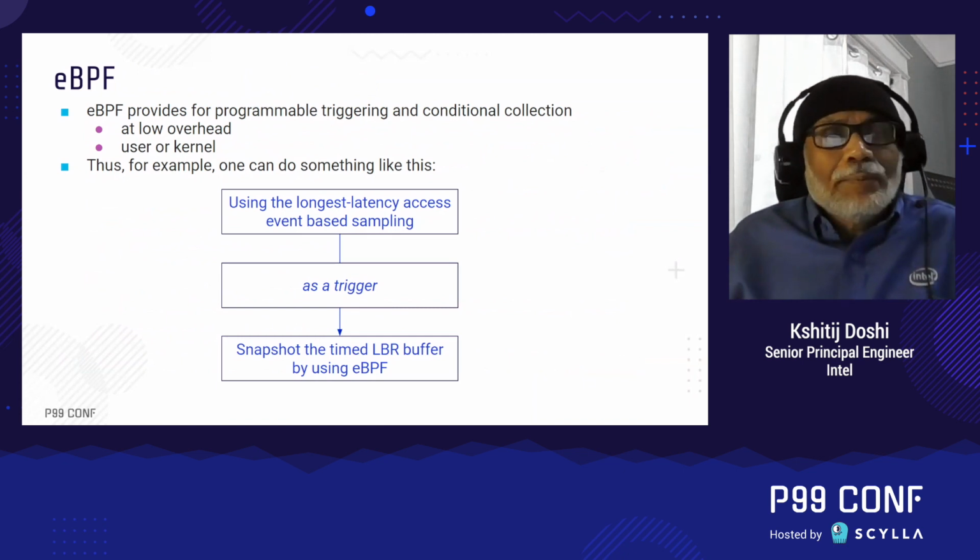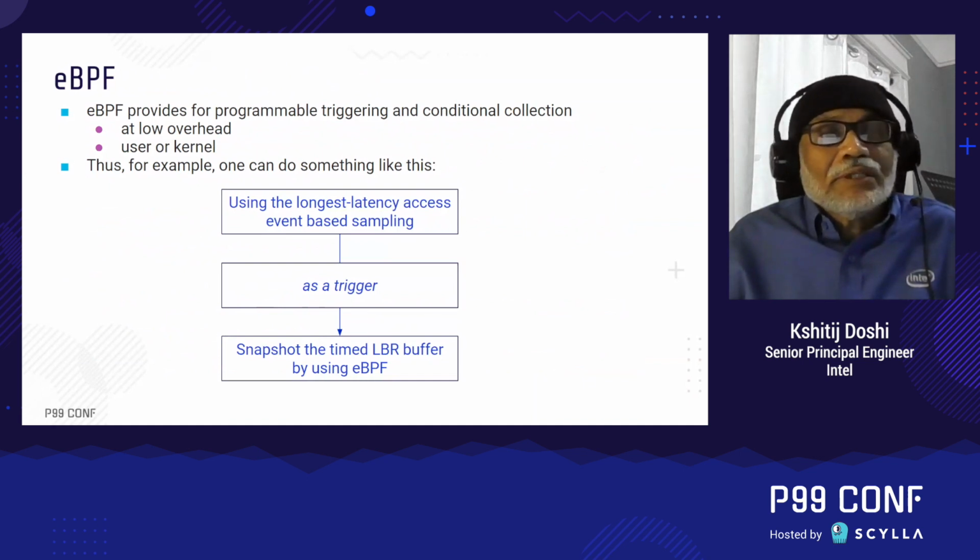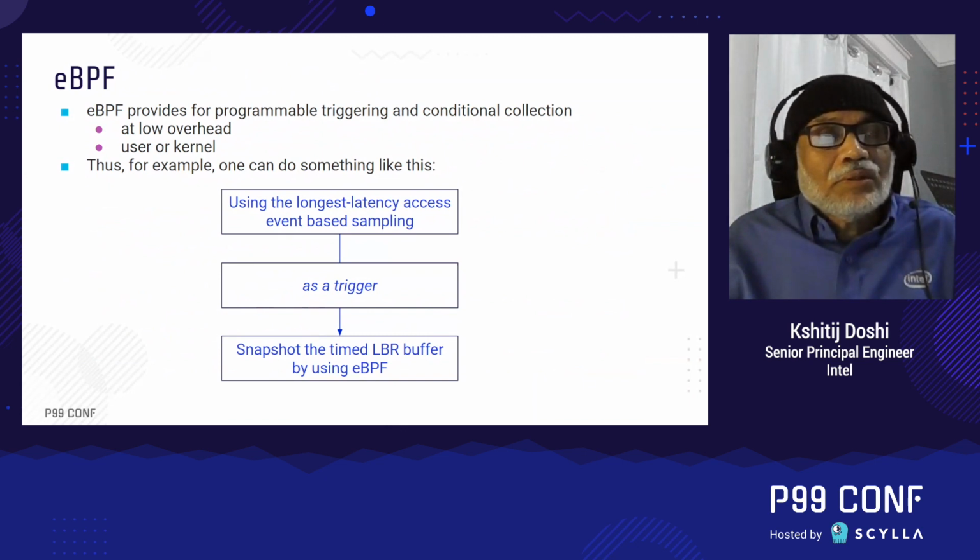So one capability that is certainly very useful, and that other presentations at P99 are touching on, is eBPF, or Extended Berkeley Packet Filter. It provides programmable triggering and conditional collection at low overhead, because we are able to have application software driven or cohort driven automation with eBPF in order to sample things, whether they are occurring in user space or in kernel space.